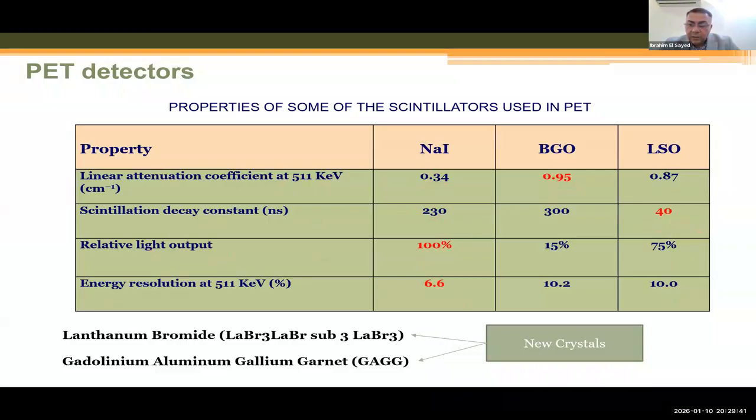The other one, which is promising, is gadolinium aluminum gallium garnet, GAGG. These crystals offer a high light output and better energy resolution, around 8.6% compared to LSO and LYSO, with no intrinsic radioactivity. You may hear that the LSO has intrinsic radioactivity that may affect the image. So this one has no intrinsic activity.